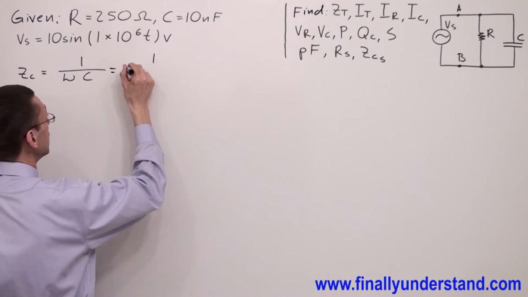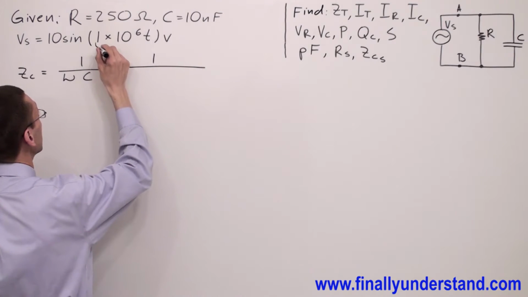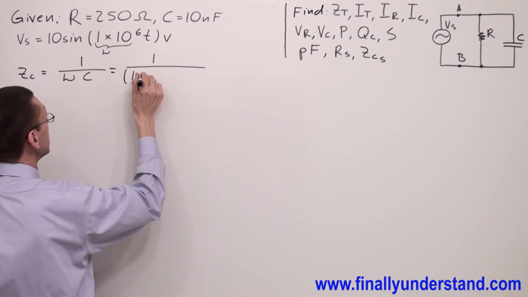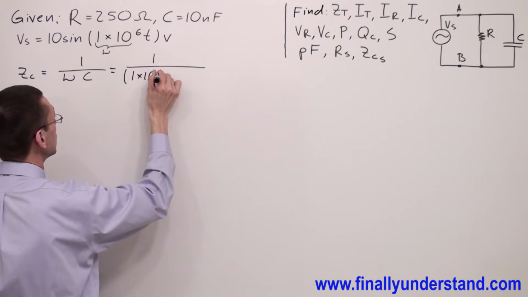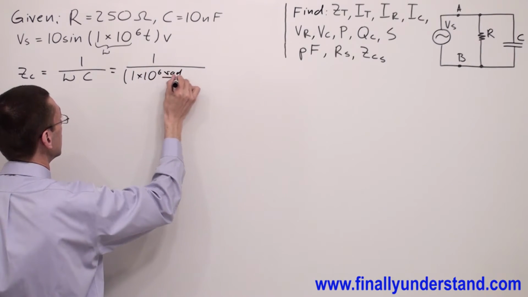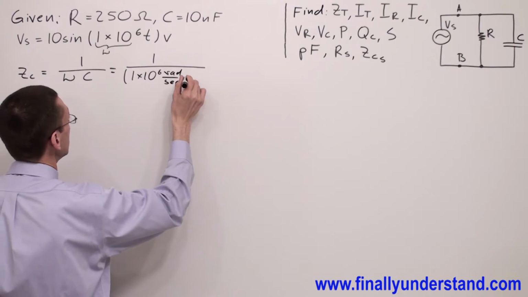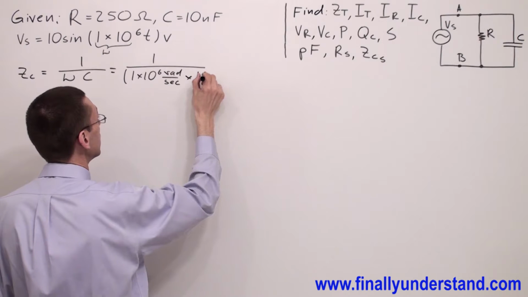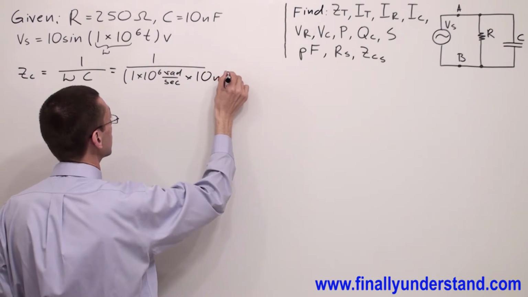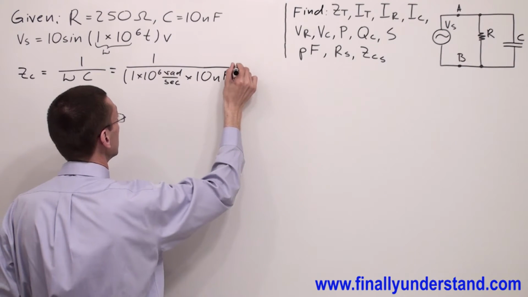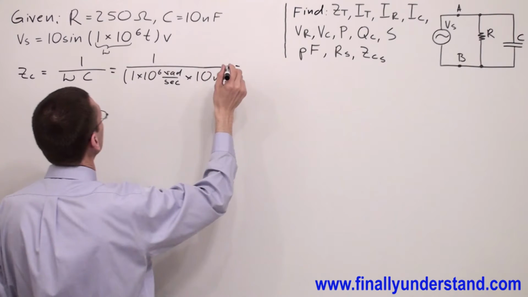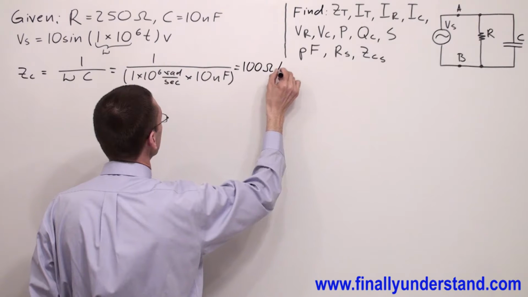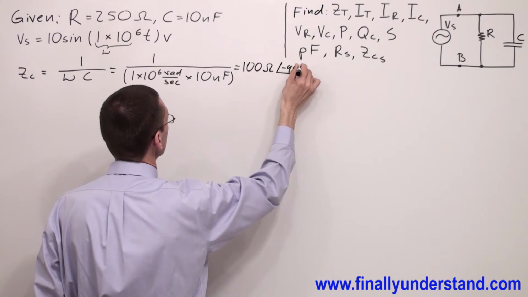So 1 divided by, this is my omega, 1 times 10 to the 6 radians per second times the capacitance of the capacitor, 10 nanofarads. This is equal to 100 ohms and angle of negative 90 degrees.